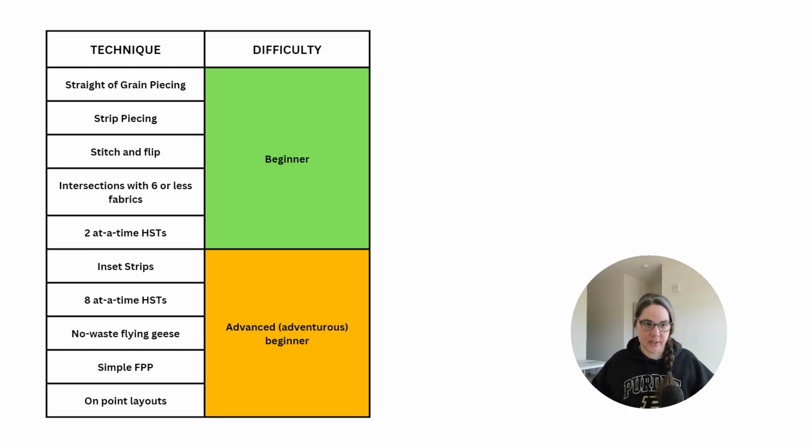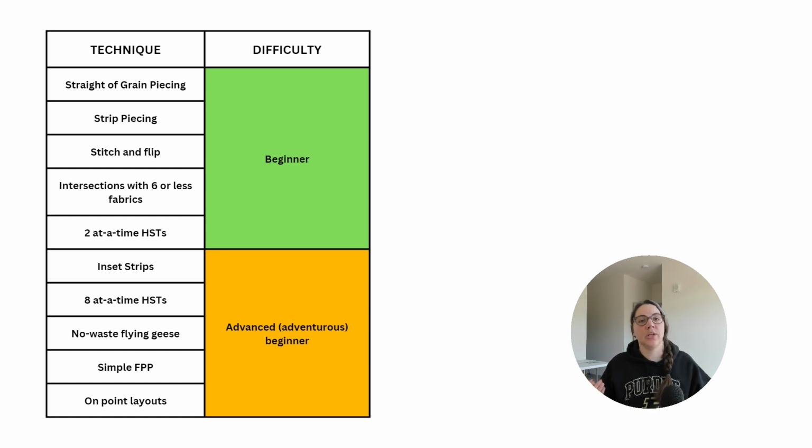Advanced or adventurous beginners, techniques I associate with those kinds of skill levels are inset strips. So anywhere where you're like cutting a piece in half and then sewing those 2 halves to another piece of fabric, that's an inset strip. That's kind of a more advanced skill because it's not as common. 8 at a time HSTs, a little bit trickier to do than 2 at a time HSTs, but still not difficult. No waste flying geese. So that's the one where you start with the big square and the 4 little squares and you kind of do all of these like awkward cutting operations in order to get it. It's not a difficult technique, but there's a lot of steps going on there. That's why that kind of bumps you to your advanced or adventurous beginner skill set.